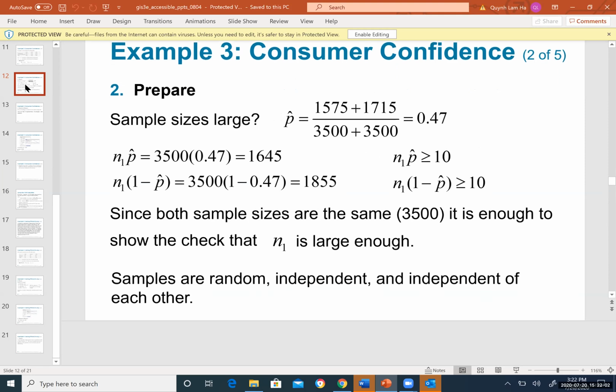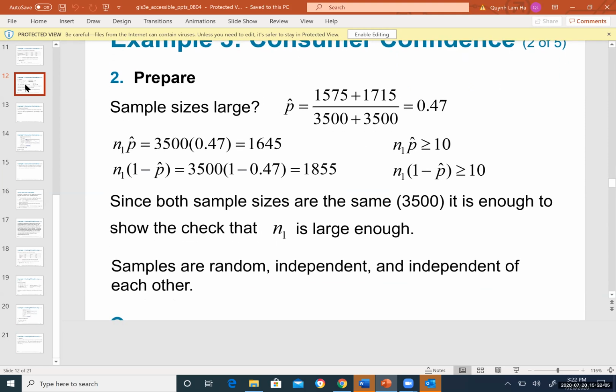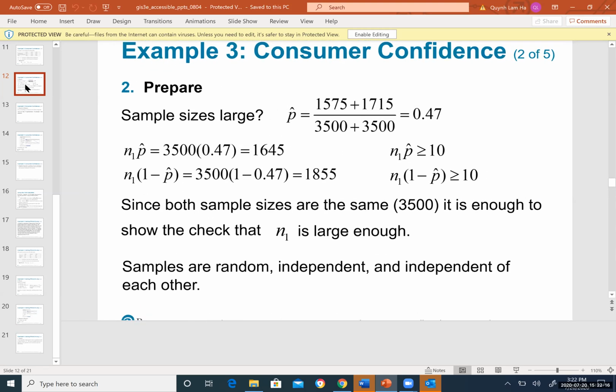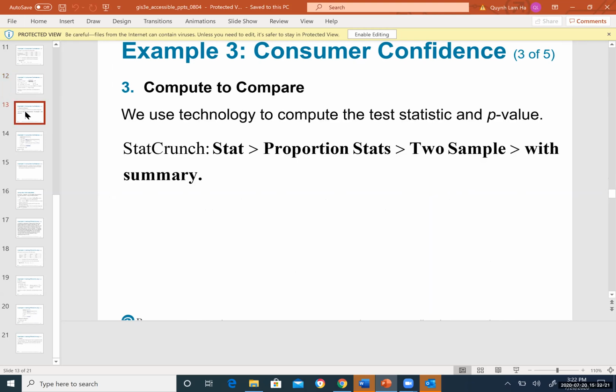The second condition right here: again, you check, is it independent, random, and large enough to do it? When you're doing it by hand, you should go over the steps. If you run StatCrunch, you don't have to. So let's look at StatCrunch. It computes quickly. You go to Stat, then Proportion Stats, then click Two Sample, and then click With Summary. It's similar to what I showed you previously in section 8.3 or 8.2.